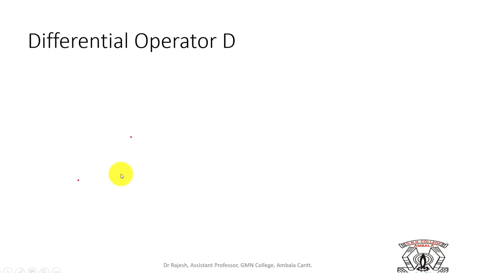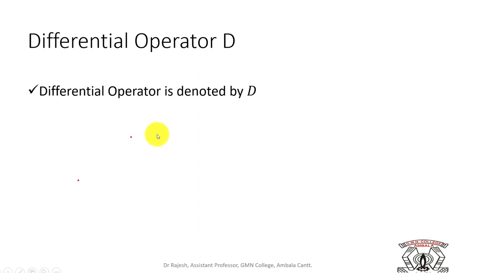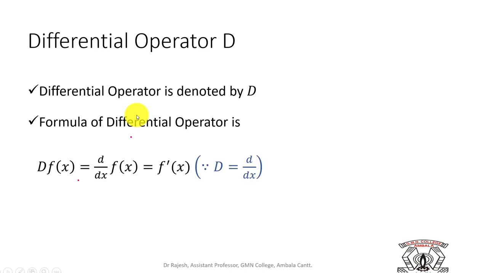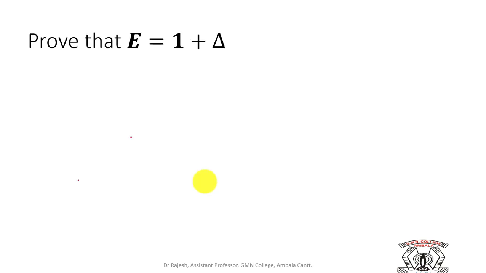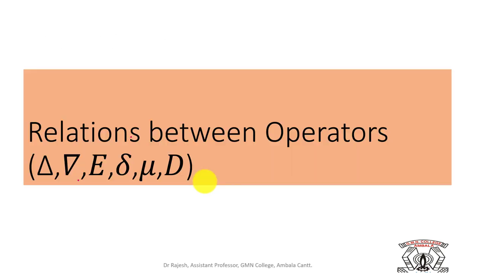Now the differential operator D. The differential operator is nothing but d/dx. Simple differentiation is denoted by capital D. Capital D denotes an operator. Of which operator? d/dx, the differential operator. Okay, fine. So this is the differential operator. So that is how we have studied the definitions of the 6 operators. The relation will be studied in the next lecture. So these 6 operators we have studied.